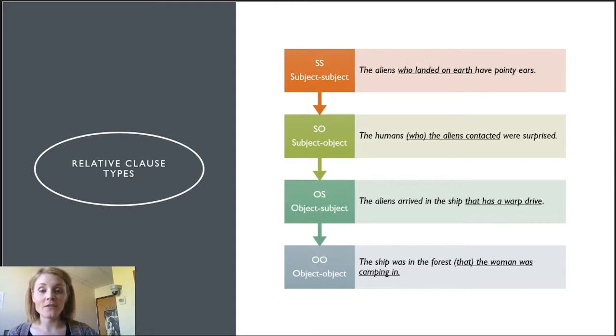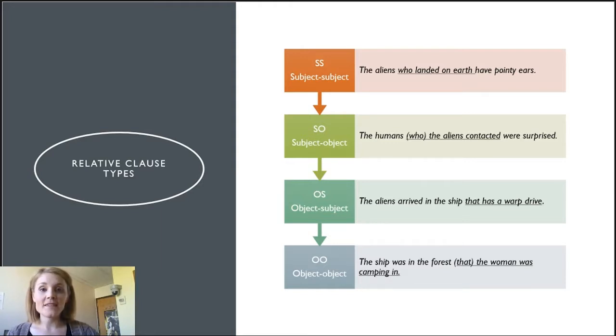And then finally, we have an OO, or object-object relative clause. And this means that the relative clause is modifying the object of the sentence. So we have, the ship was in the forest that the woman was camping in. So the relative clause that the woman was camping in is modifying forest, which is the object of the sentence. And the relative pronoun that is referring to forest, which is the object of the relative clause, because the subject of the relative clause is the woman.